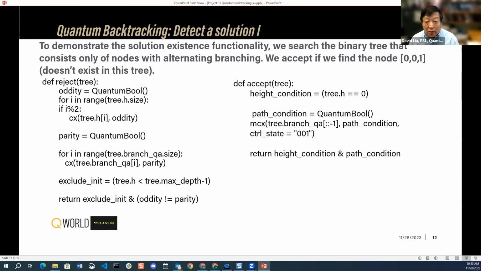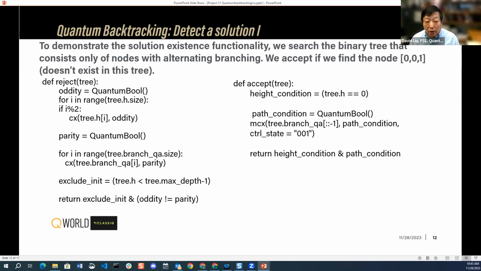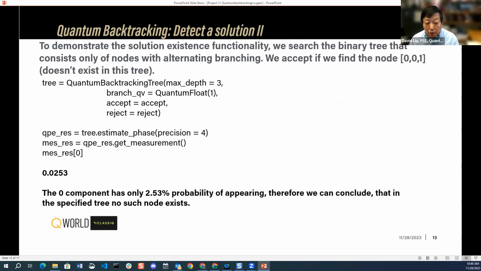I show two examples here. One is how to detect a solution. We have a tree, and we create a tree here. There's only 0, 1, 0, 1, 0, 1, so it won't find node 0, 1, 0. We define the acceptance function and also the reject function. Then you run it, and we get 0.0023253 as the probability we found nodes. So it's definitely not high, but that says it works.